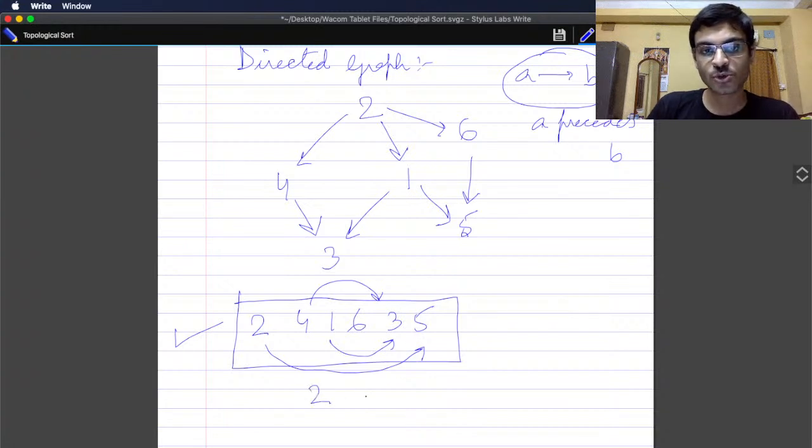You can have something like this: 2 6 4, and then you can have 1 5 3. This can also be the case. 2 6 4 1 5 3. You can have it like this. This is also a valid ordering.